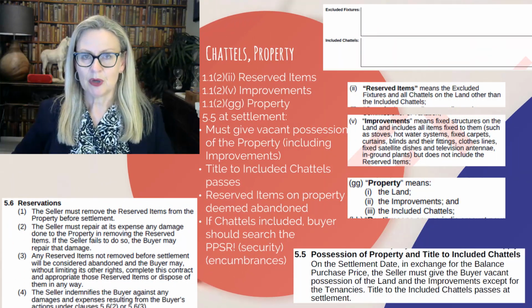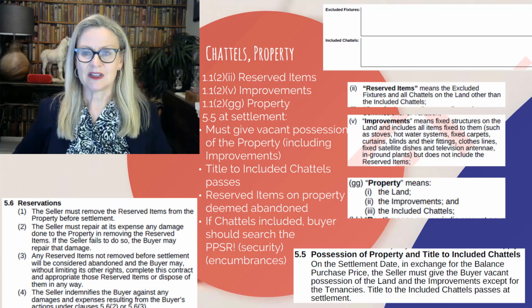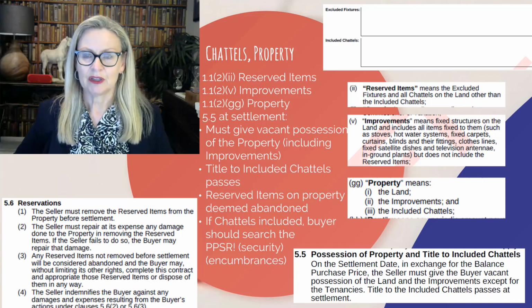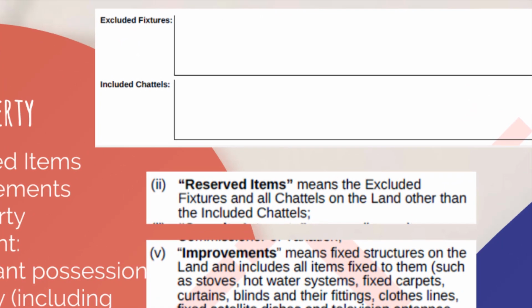So to sum it up, all fixed structures on the land are going to be caught as improvements, and possession is going to have to be given to those unless they have been specifically excluded in the reference schedule. And you can see up there I've got a snippet from the reference schedule there. So all fixed structures are improvements. They're going to have to be given possession unless they've been specifically excluded.